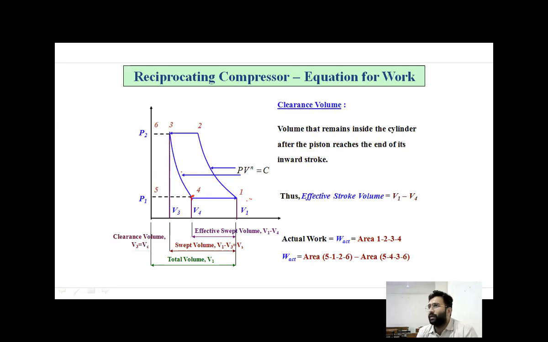Okay, so in this case, this is the clearance volume. What you see here, this much is the clearance volume. This is where the piston is at BDC. This is where the piston is at TDC.